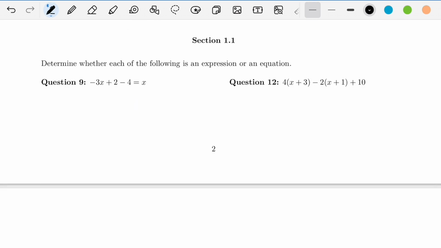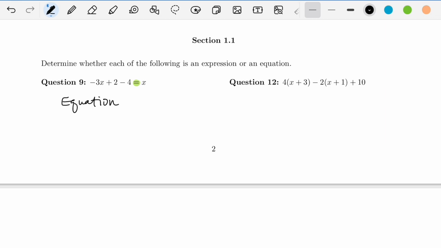All right, so we're going to finish up this video with section 1.1 from our textbook, and we're going to start with question 9 and 12 here. What we want to do is determine whether each of the following is an expression or an equation. Now this is fairly easy. In order to determine that, we just want to figure out if either has an equal sign. For question 9 here, this one does have an equal sign, so this tells us that this guy is an equation. The rule of thumb is equal sign means equation.